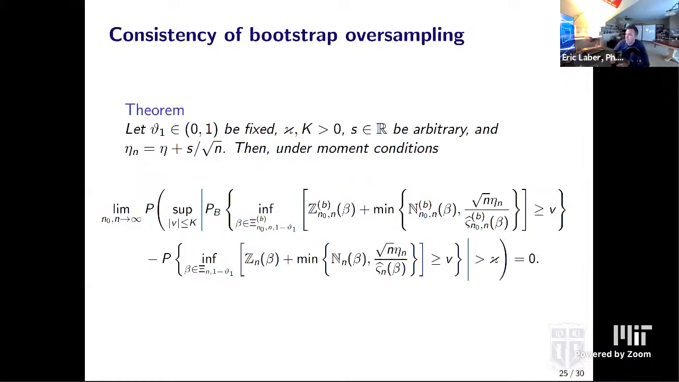And then the massive notation is just operationalizing that. But this is the bootstrap power curve, this is the actual power curve, and it converges uniformly to 0. Okay.